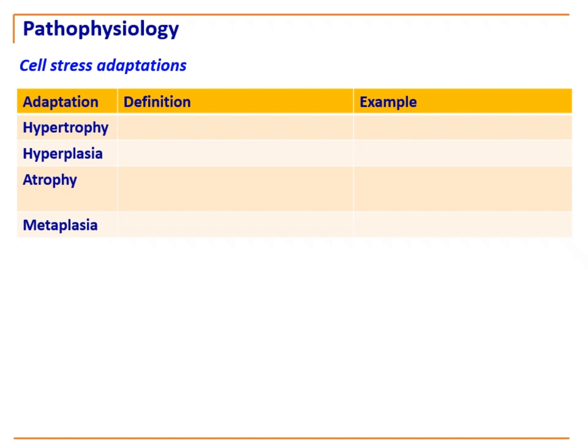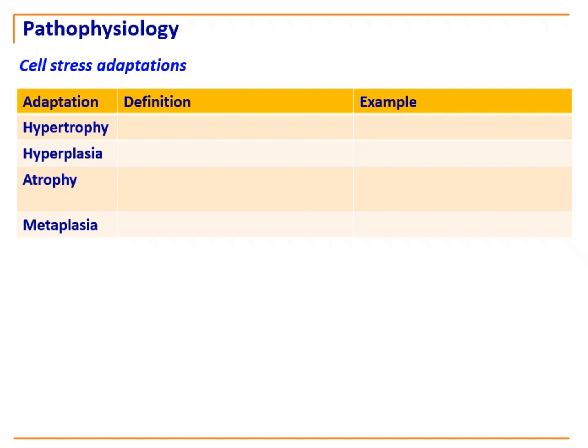So thinking about pathophysiology and the variety of cell stress mechanisms that you have, we've got four main ones that we need to think about, which are hypertrophy, hyperplasia, atrophy, and metaplasia. And so just for a minute or so, press pause, but I want you to think about how you would define each one. What does each one actually mean? Bearing in mind that hyper means too much and hypo means too little. What are they? And can you think of an example?